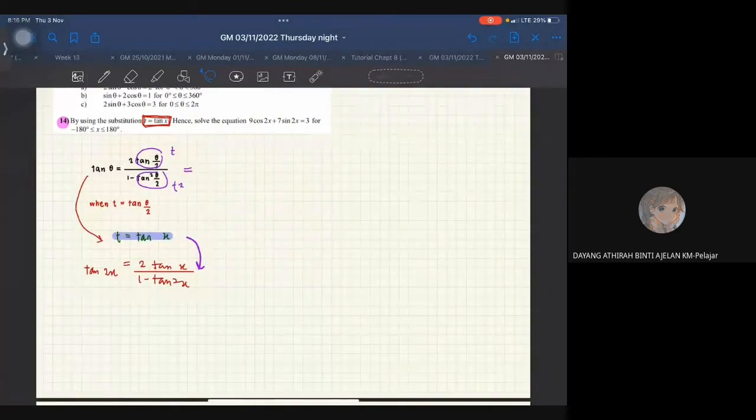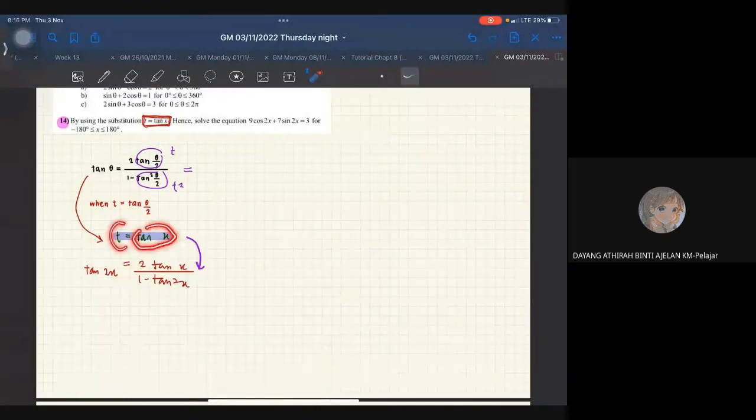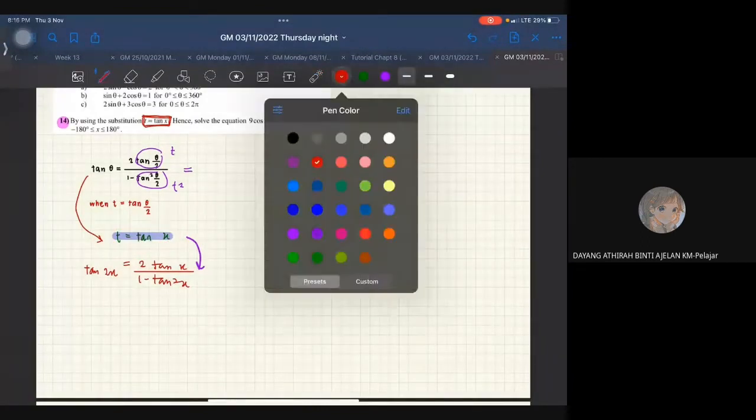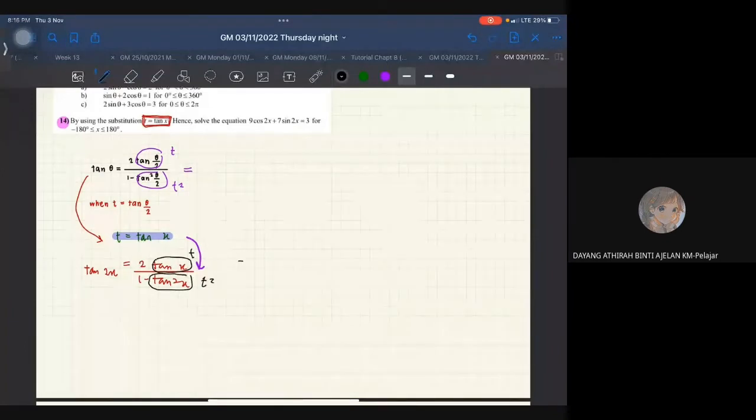Okay, so sekarang ni saya punya equation, saya dah tukar dia jadi yang bawah ni. This is what I need to refer right now. Okay, so kalau ikutkan, dia kata awak kena gantikan tan X sebagai T. Okay, so kita akan tukarkan, we are going to change this one into T and this one into T square. So awak akan dapatlah dekat situ 2T over 1 minus T square.